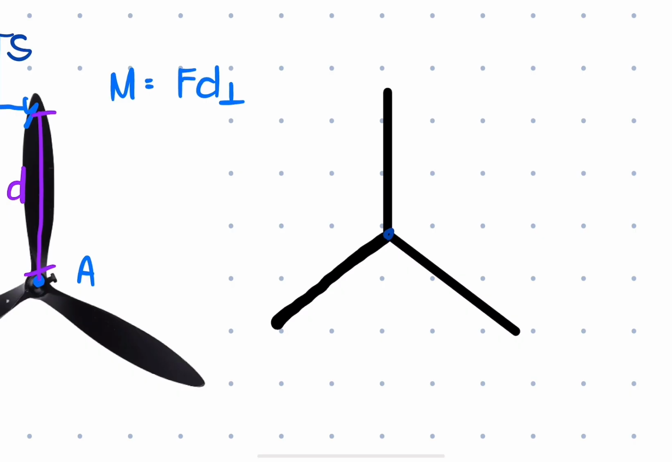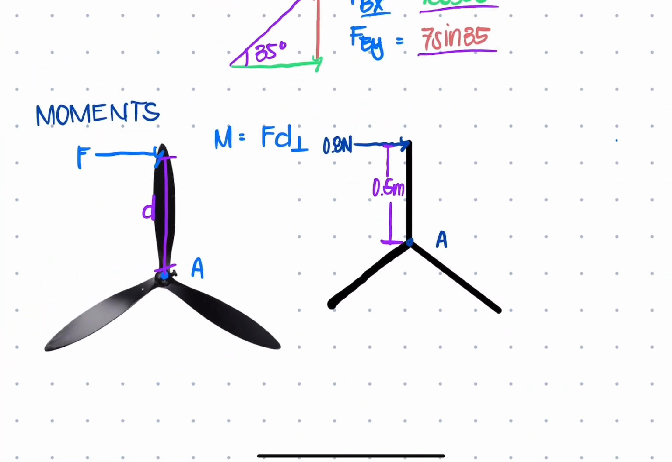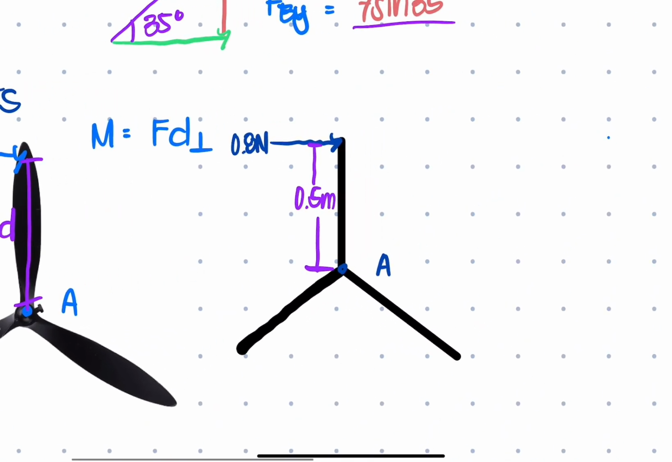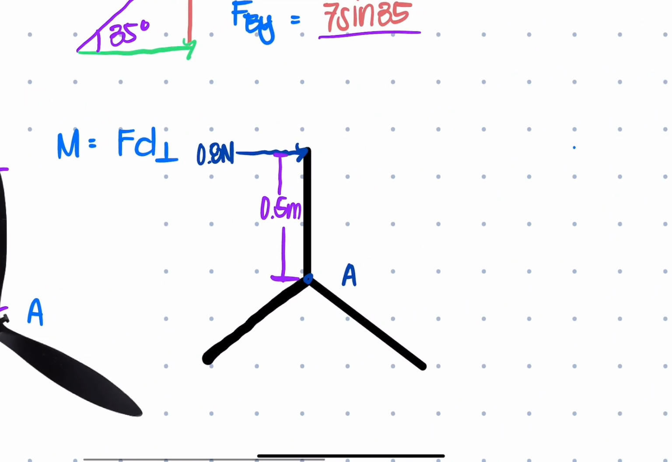I'm gonna call this point A. Tapos meron tayong force dito, sabihin nating 0.8 newtons. Tapos, this is being applied at a distance that is 0.5 meters from point A. So, sabihin natin gusto natin itong isulat as a summation equation. Kahit na isa lang siya, gawin na rin natin.